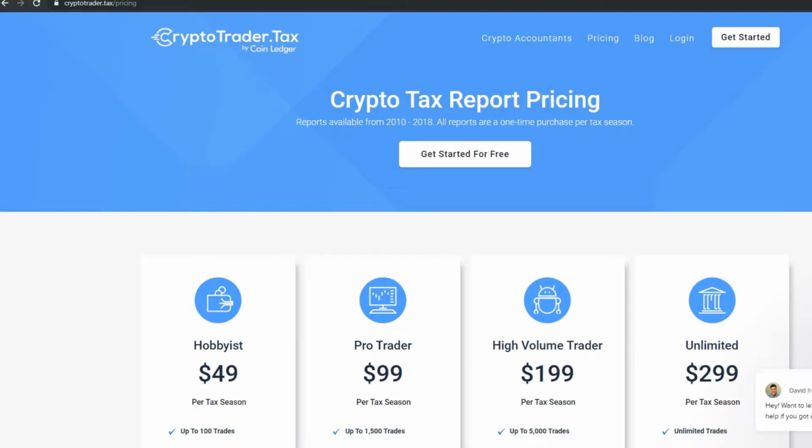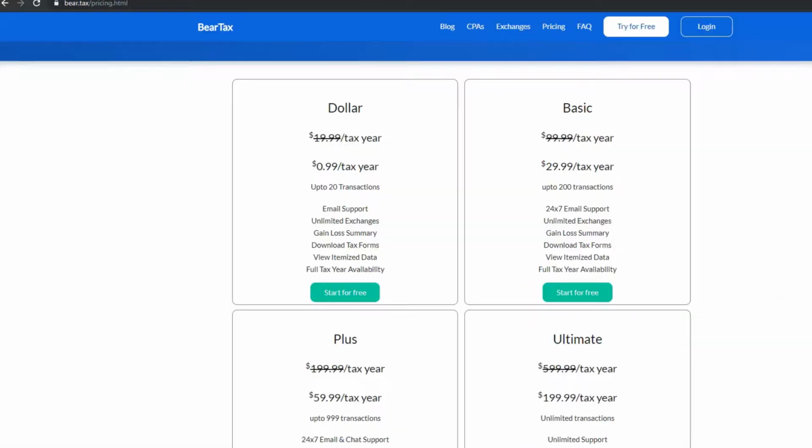Hi guys, welcome to this comparison between two crypto or Bitcoin tax solutions. One is Cryptotrader.tax, the other one is Bear.tax. During this video I will show you how the user interfaces work, how support was, how the end result was, and something about price.